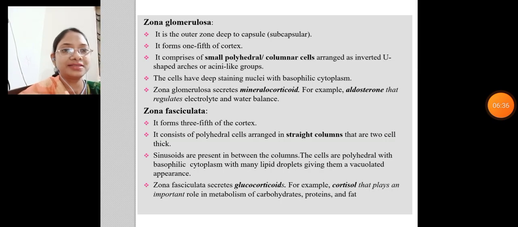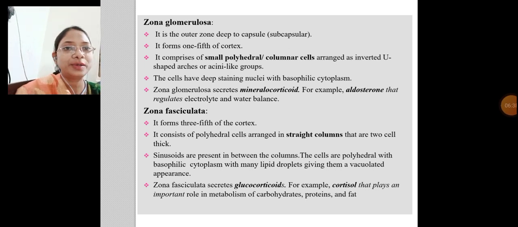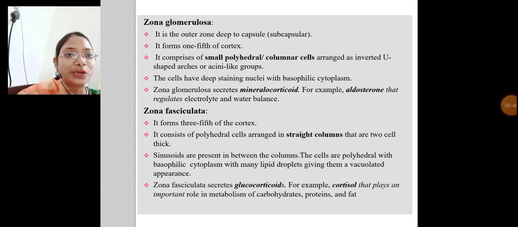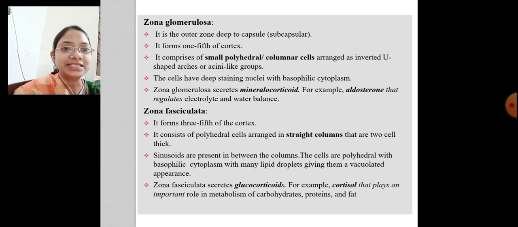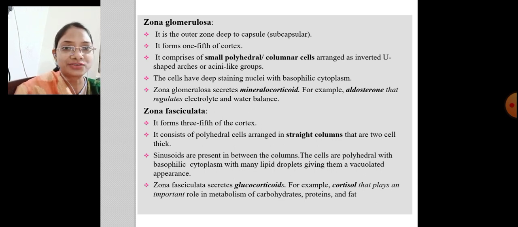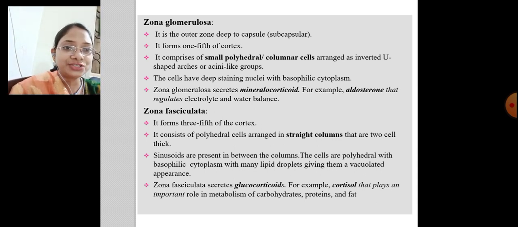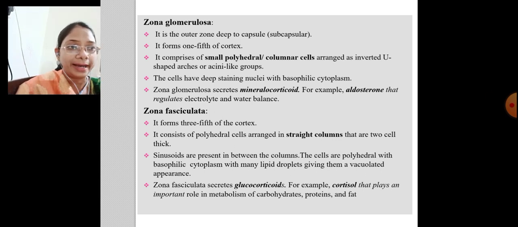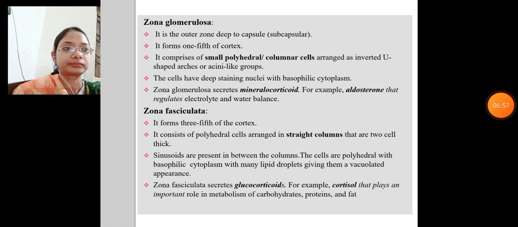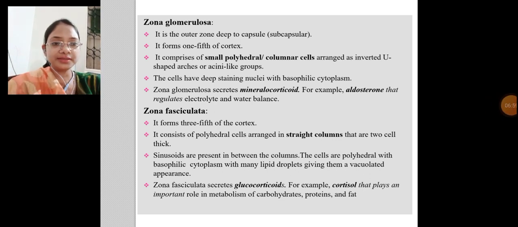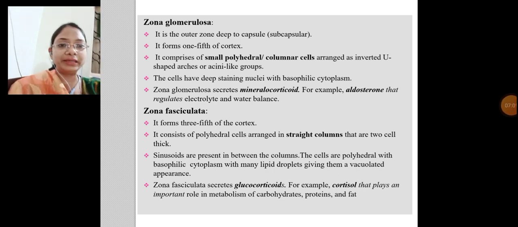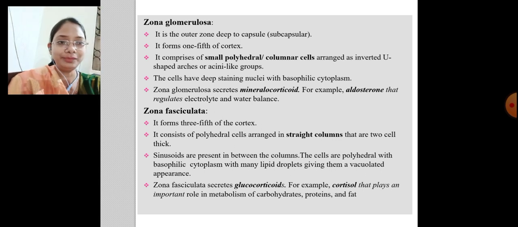So as you can see in this slide, zona glomerulosa cells are the small polyhedral columnar cells, and they are arranged in acini-like structures, and they secrete the mineralocorticoid, which is also called aldosterone. Well, zona fasciculata cells are again polyhedral, and they are arranged in straight columns, and they secrete the glucocorticoid, which helps in the metabolism of the carbohydrates, fats and proteins.